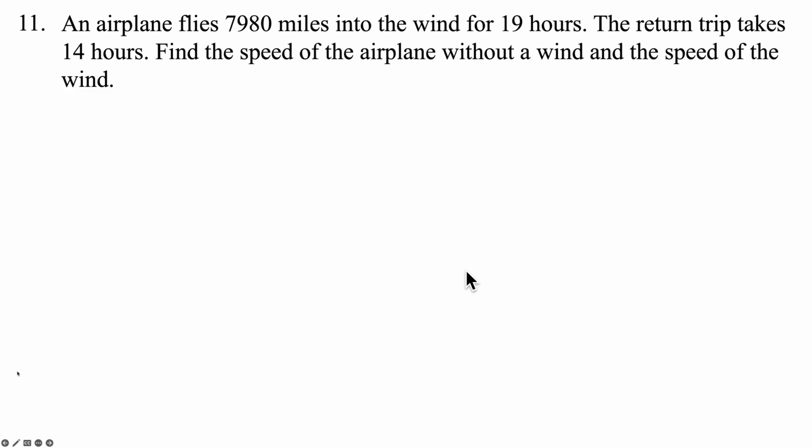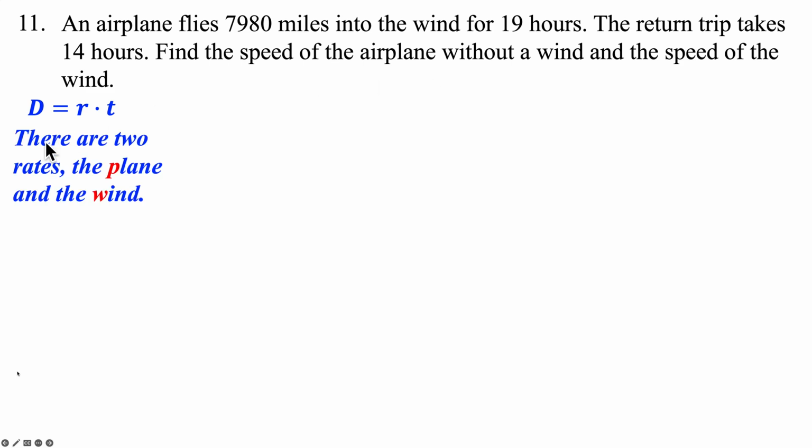Number 11, slightly different problem here. An airplane flies 7,980 miles into a wind for 19 hours, then the return trip takes 14 hours. Find the speed of the airplane without a wind and the speed of the wind. So we need the formula distance equals rate times time. I'm sure you've encountered this. If you're going to go on a road trip and you set your cruise for 70 miles per hour and you drive for 3 hours, you can tell yourself, well, in 3 hours I've gone 70 times 3, 210 miles. All right.